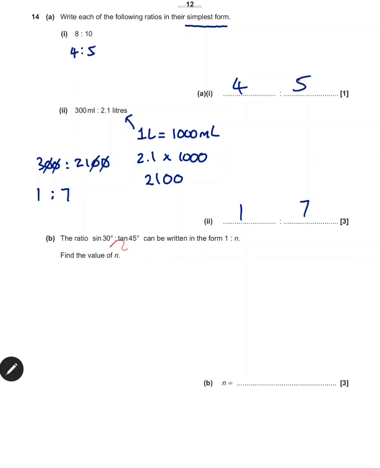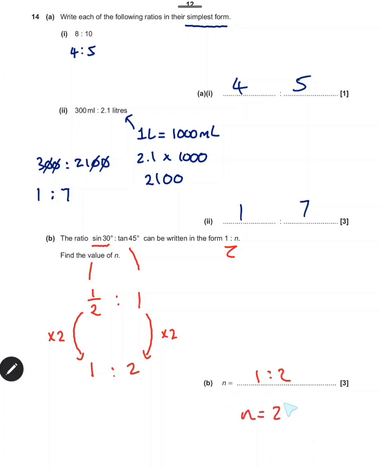Part B of this question is really tricky. There's no calculator on this paper, so you need to know that the sine of 30 is a half and the tangent of 45 is 1. They're just things that you need to memorise. And we're trying to write this in the form 1 to n. So I want this side to be a 1, and I just need to know what this side is. How do you get from a half to 1? You double. So I'm going to do the same on this side. And 1 times 2 is 2. My ratio is 1 to 2. It actually just wants n, so n equals 2.